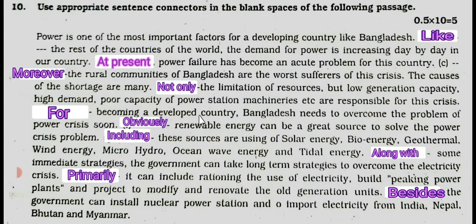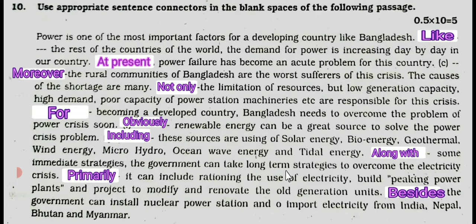Developed countries need more power because they need to produce a lot of things. So that's why they need power, okay? And obviously renewable energy can be a great source to solve the power crisis problem, including sources like solar energy, okay, including bioenergy, geothermal, wind energy, microhydro, ocean wave energy, and tidal energy. Along with and beside that, some immediate strategies.